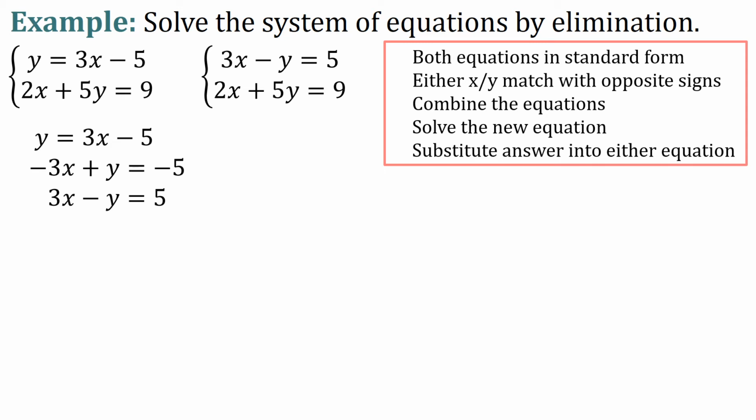So now we can see that both equations line up. And so now whenever I get to combining, everything will combine nice and neatly. So both equations are in standard form. Now I need to make either my x or my y match with opposite signs. So I have a 3x and I have a 2x. I could make those 6, but I would have to multiply both equations. I have a negative 1y and a positive 5y. If I multiplied equation 1 by a positive 5, then I could easily make that y a positive 5.